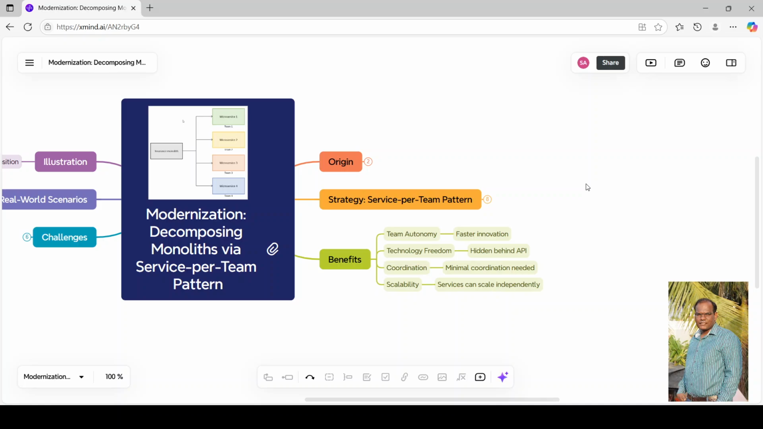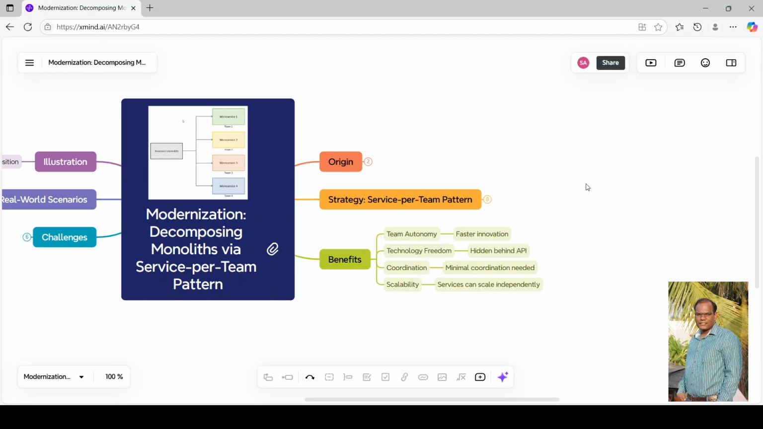And each team has the flexibility to pick their own tools. One team wants to have Node.js, fair enough, they can have it. Another team wants to have Java, fair enough, they can have it. If another team wants to go for Python or any other application, you name it, yes, they can have it. So that's the flexibility the service per team pattern brings into the team.